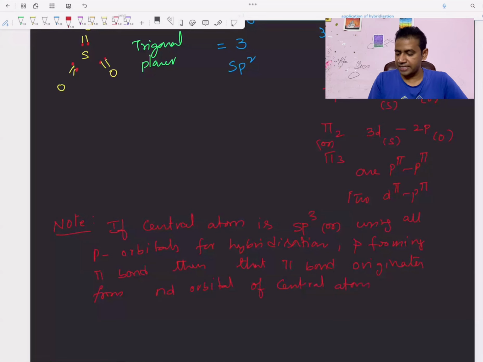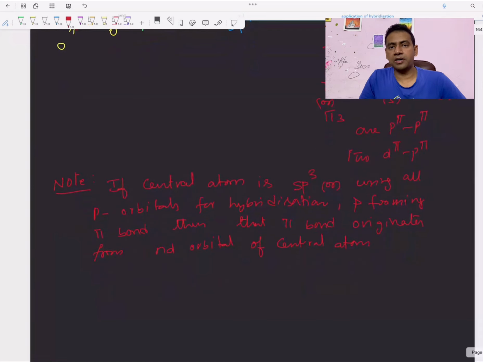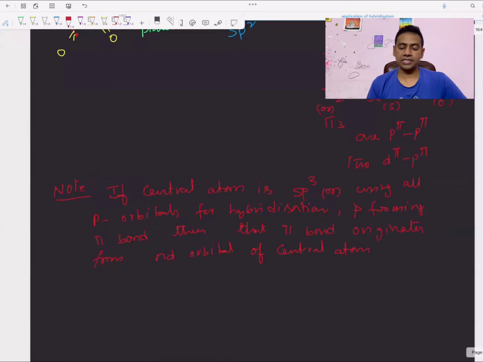After some practice you can easily guess, but as a note I am giving you this important point: if the central atom has undergone sp3 hybridization or is using all p orbitals, then any pi bond it forms must come from a d orbital, not from a p orbital. In other words, if any p orbital is left unhybridized, primarily that p orbital is used to form a pi bond, and all other extra pi bonds will come from d pi p pi overlap. Therefore, in coming molecules, I will simplify the notes and give you shorter notes with less information.